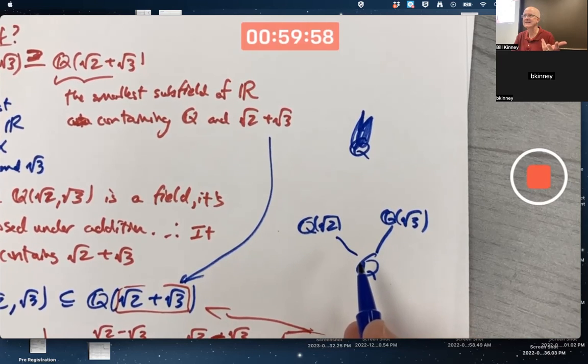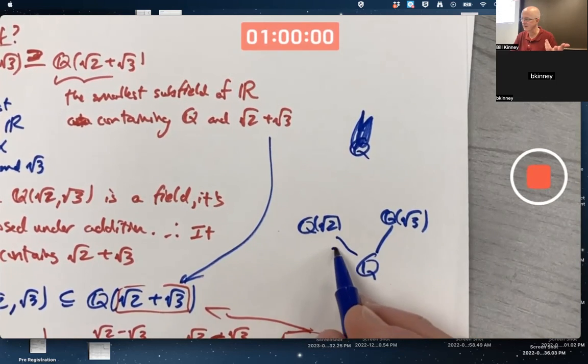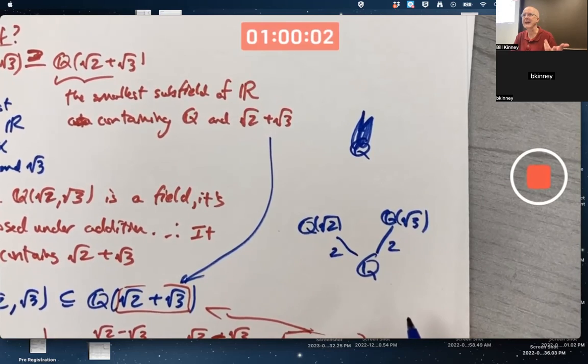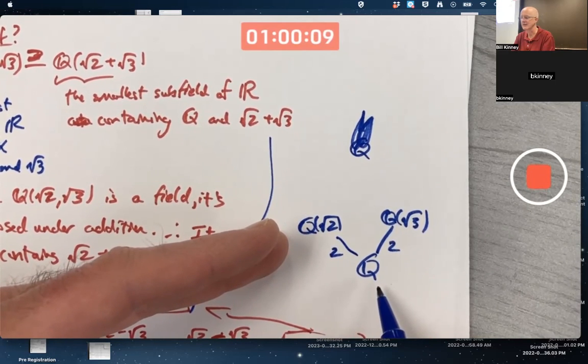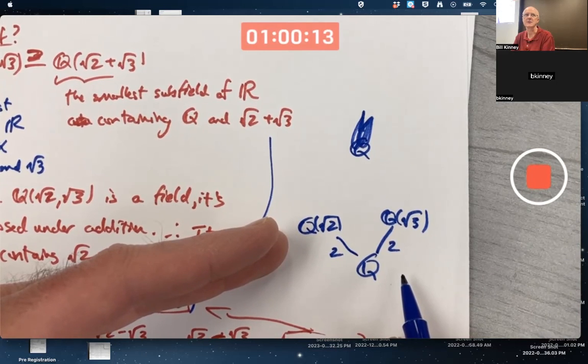In this tower of fields, we put that number next to the line segment, indicating the dimension of this thing as a vector space over this thing. They both have dimension 2. This has also got another name. It's called the degree of the extension. You're going to do some reading about it very soon.